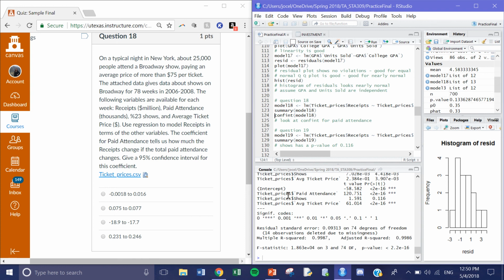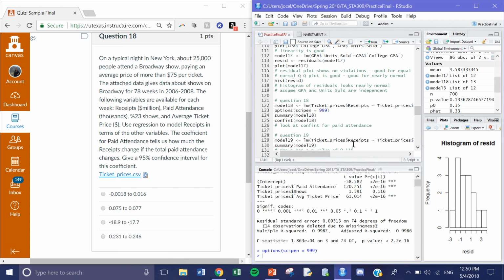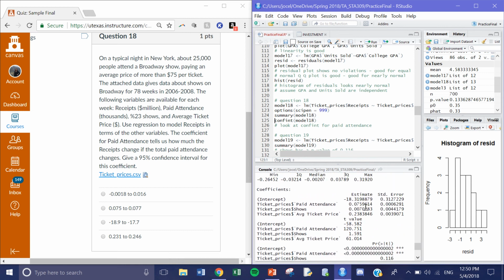And I can run summary to see all of these estimates. So it says we're looking at the coefficient of paid attendance. And this is the coefficient of that paid attendance. And also, if you don't like scientific notation, you can do options SciPen equals 999 to get rid of that scientific notation. And we can see that the paid attendance coefficient is about 0.07.